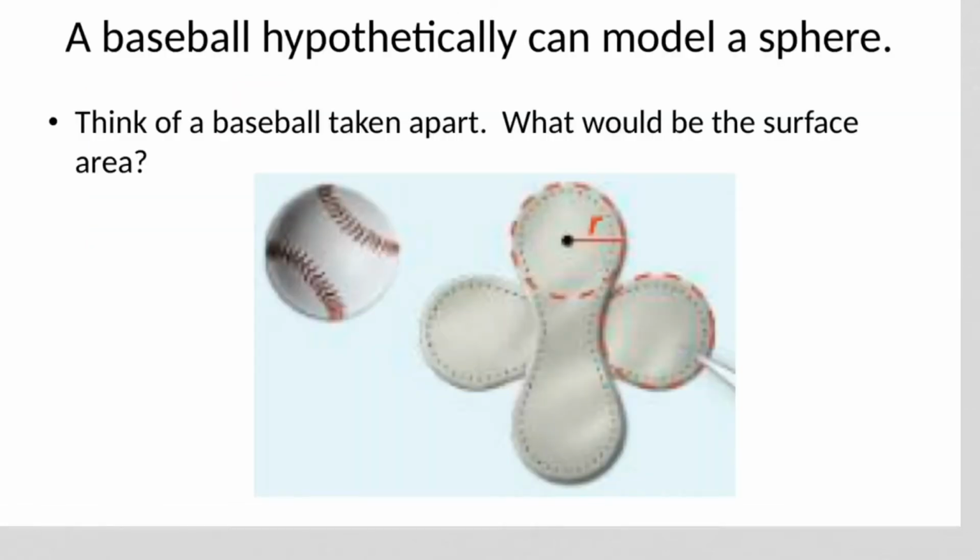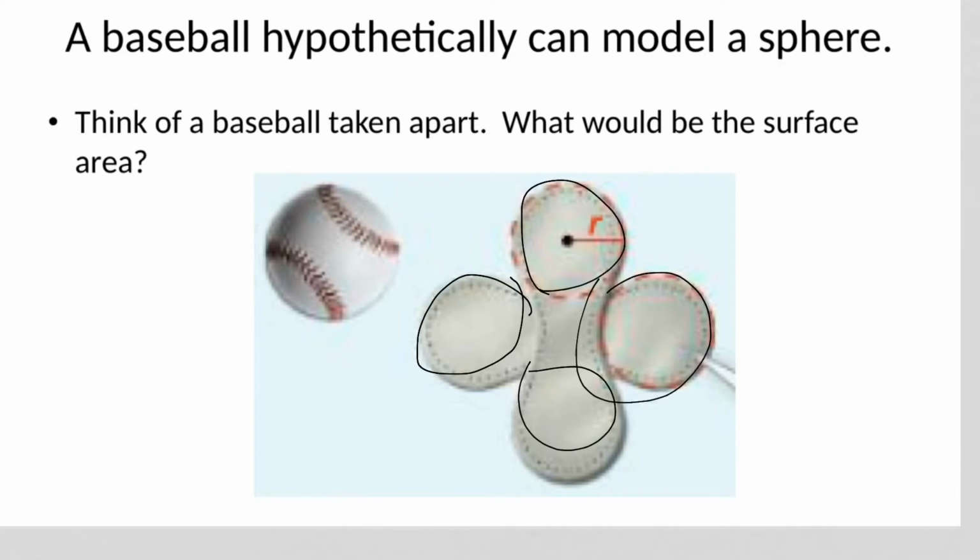All right, so let's hypothetically say we have this baseball shown here. I take it apart, pretty much make it like a net for a sphere. What do you think the total surface area of this baseball, the sphere, would be? Pause the video, see if you can think about it, take a guess.